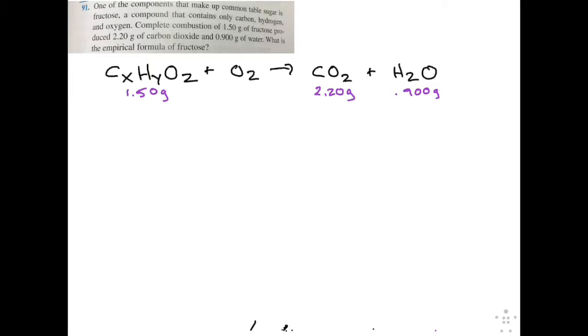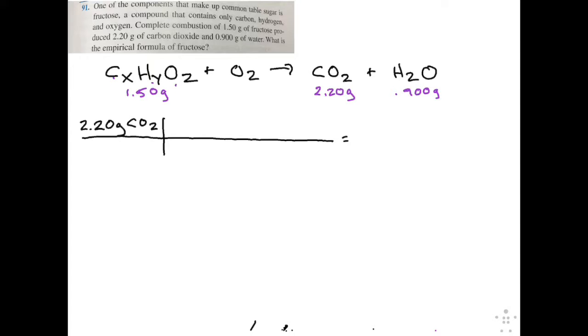0.900 grams of water. So like any empirical formula problem, you need to figure out the mass of each element that are in that compound. So we need to find the mass of carbon, hydrogen, and oxygen. So to start with combustion analysis, you need to figure out the amount of carbon from the amount of carbon dioxide produced. So 2.20 grams of CO2. And again, we're trying to find the mass of carbon produced from this.